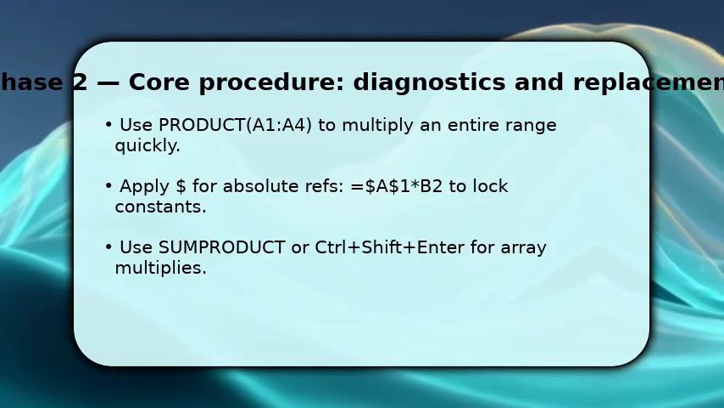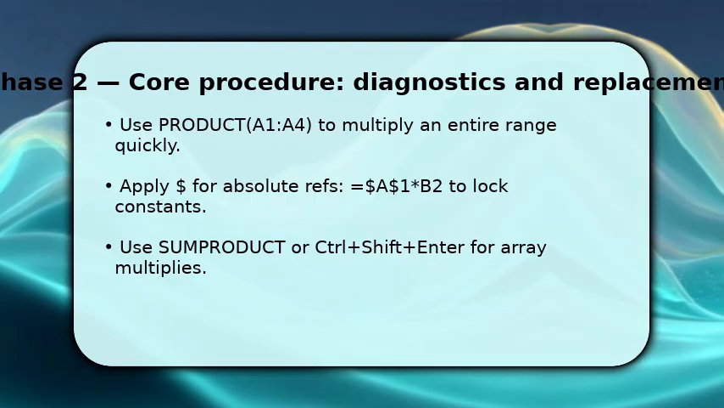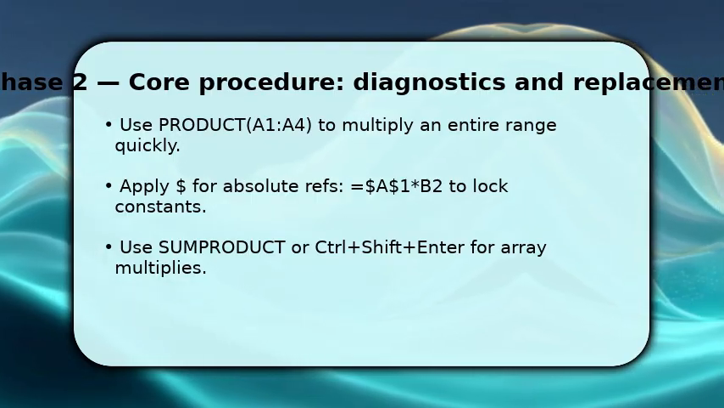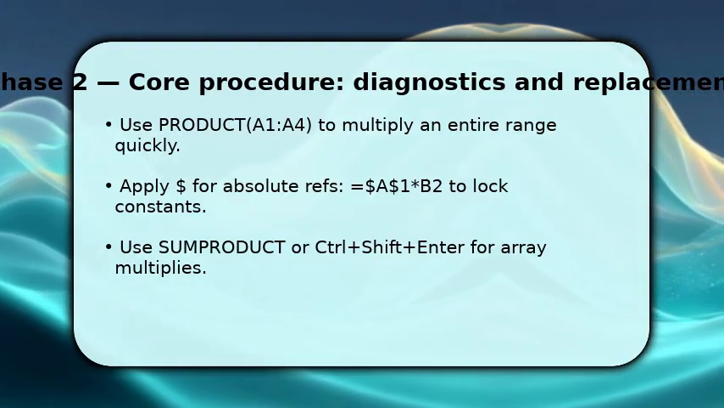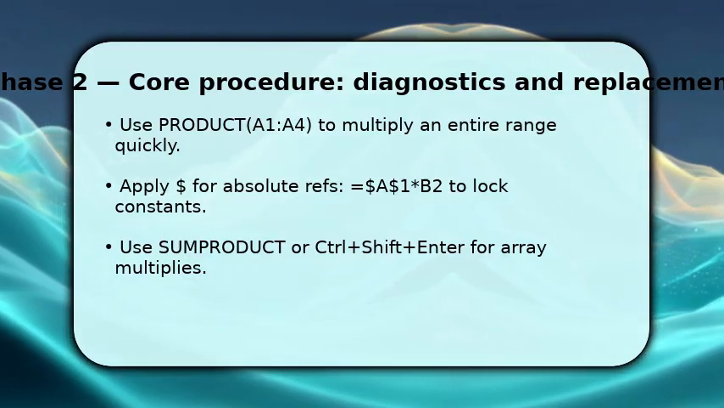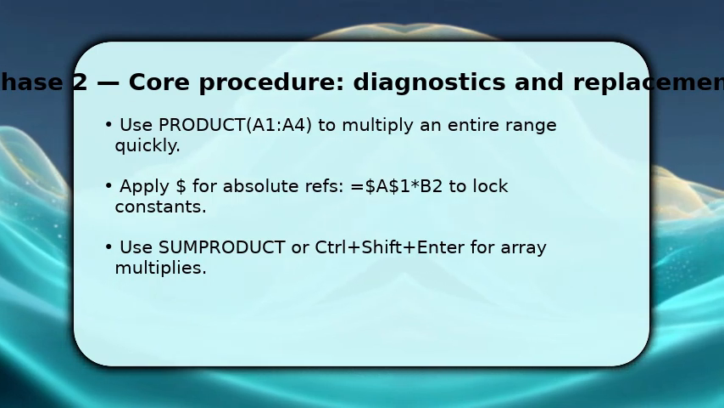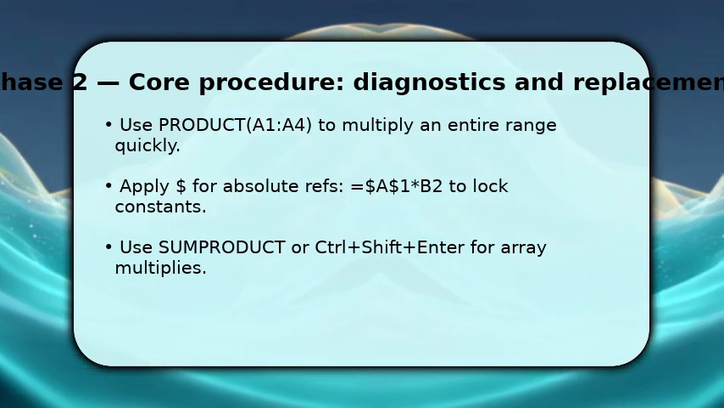Once done, consider SUMPRODUCT for paired range multiplication and automatic summing. For example, =SUMPRODUCT(A1:A3,B1:B3). If you need true array behavior, use Control plus Shift plus Enter in older Excel versions, or simply rely on dynamic arrays in modern Excel.